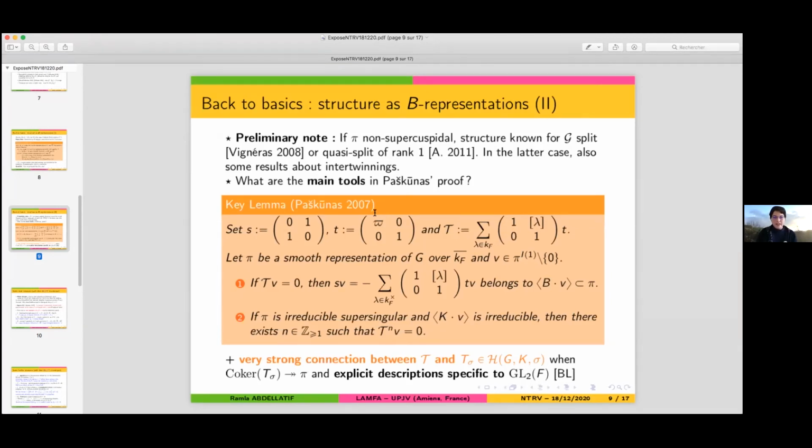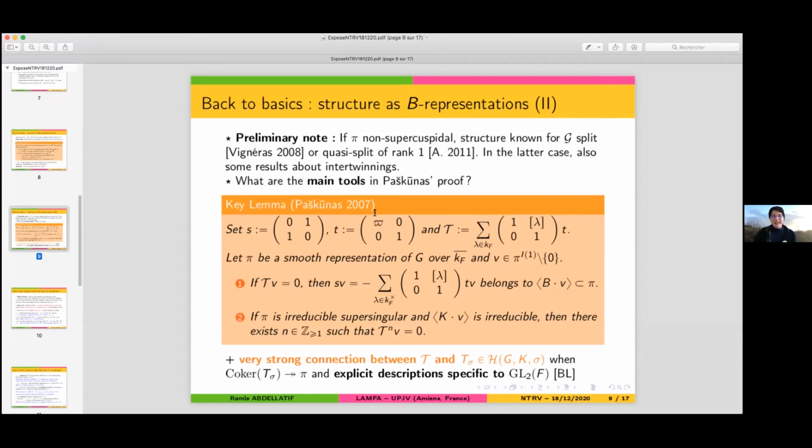Second, if you think about the Bruhat decomposition, to understand the action of G is to understand the action of B and the action of S. So what point 1 tells you is that if TV is equal to 0, then the G representation generated by V is the same as the B representation generated by V. It's really something strong, and it's what will give you the control of the full structure by the B structure.